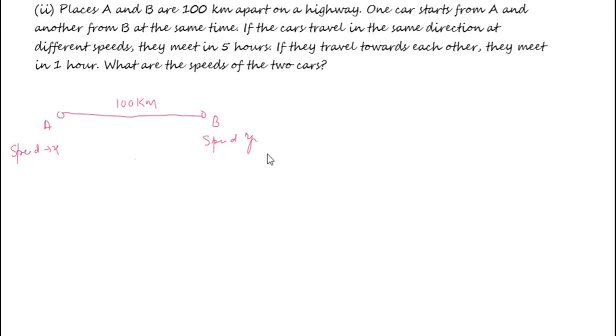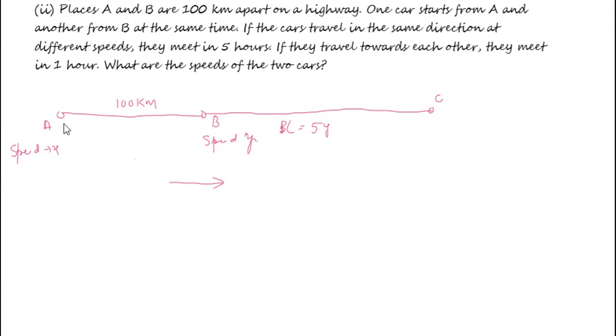If the cars travel in the same direction, let us assume that they travel in this direction, at different speeds, they meet in 5 hours. They meet somewhere, let us say here, C. They meet at C in 5 hours. So this car has traveled for 5 hours with the speed y. So this distance is 5y, that is distance BC, equal to 5y.